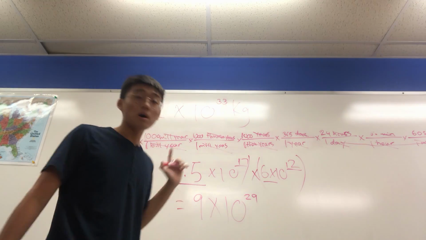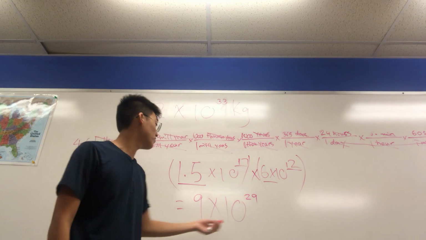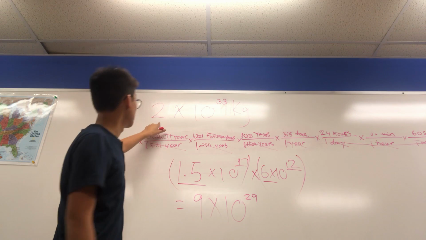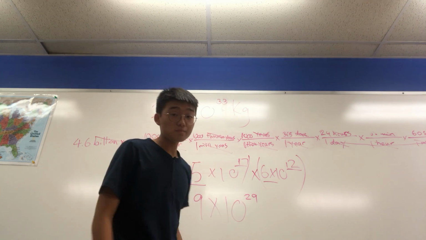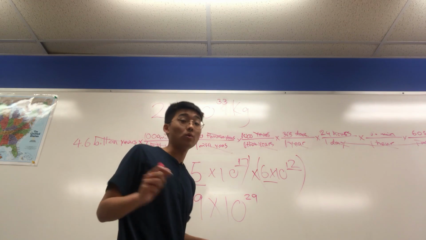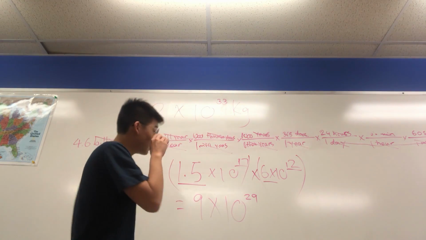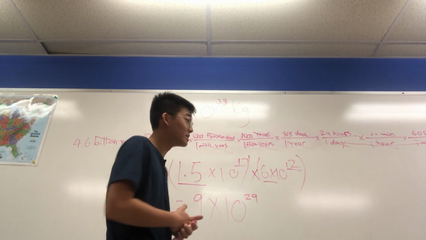Now, this may seem a humongous number, which it is. It's 9 followed by 29 zeros. But you gotta remember that the sun's total weight is 2 times 10 to the 33. Now you gotta understand that the total weight of the sun is 2 times 10 to the 33, which is a lot more zeros than just 29.